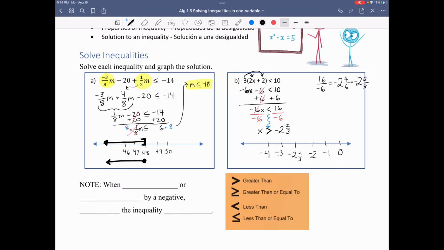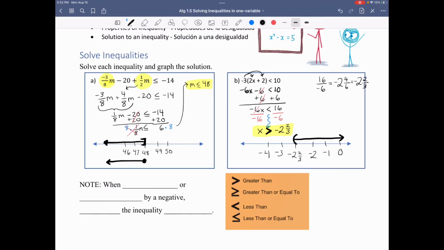Now, our answer right here says that x is greater than negative 2 2/3. So think about what that means. You might think that these more negative numbers, like negative 4, are greater, but that's not the case. And this time we're not going to use a bracket, we're going to use a parenthesis. That's how the computer does it. And it's going to point this way, which is the same way that our inequality symbol points. It points in the greater direction.